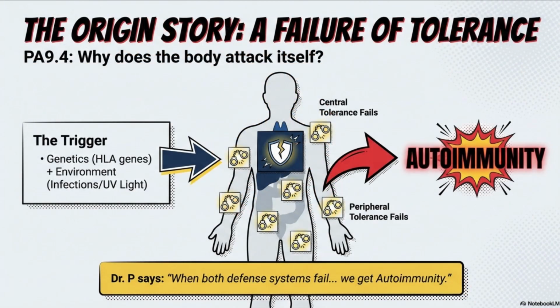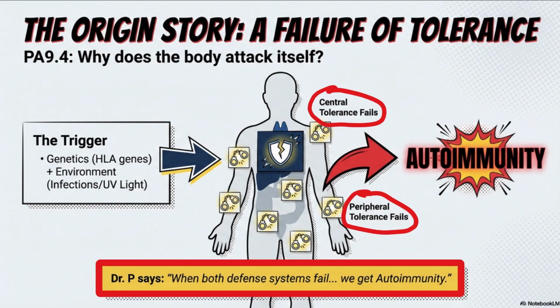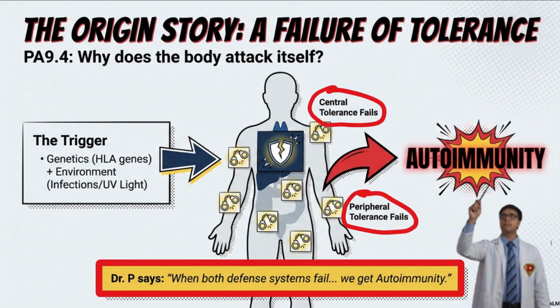First, the origin story. Why does this happen? It comes down to a failure of tolerance. Look at the formula on the screen. The trigger: you take genetics, specifically HLA genes, and add the environment, like infection or UV light. This causes a chain reaction. Central tolerance fails. Then peripheral tolerance fails. As I always say, when both defense systems fail, we get autoimmunity.